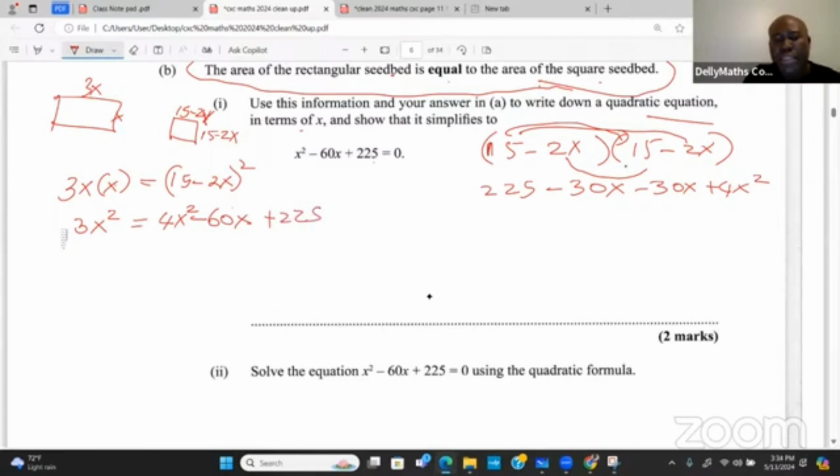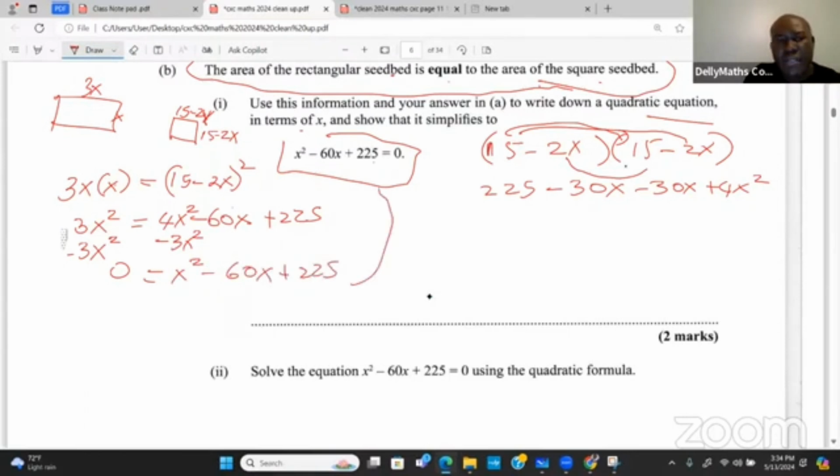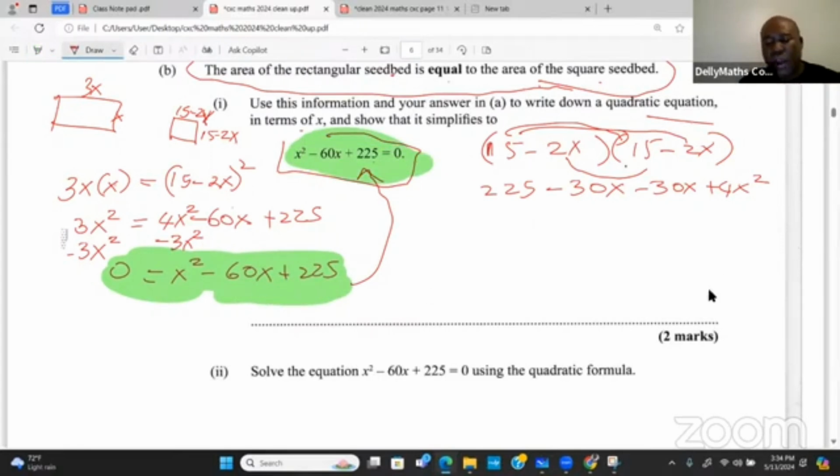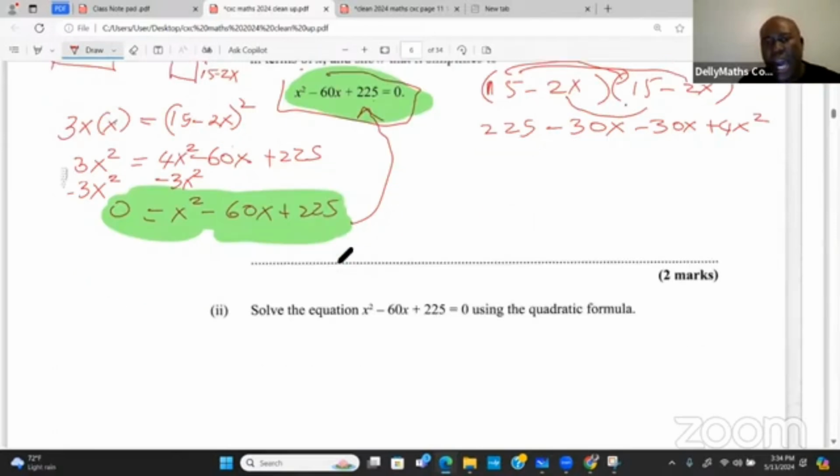Now, we want to represent the idea such that it shows like this. So we're going to subtract 3x squared from both sides so we get a 0 on this side. So 4x squared minus 3x squared gives us x squared minus 60x plus 225. And there it is, we have shown what they gave us. That means everything that we have done so far is accurate.